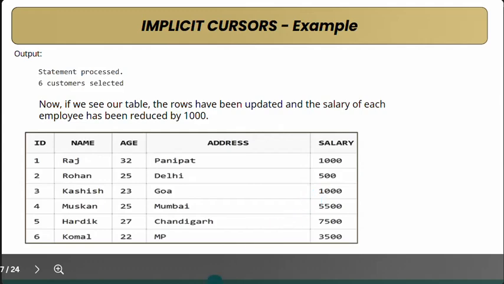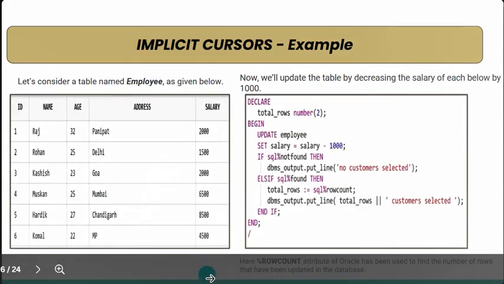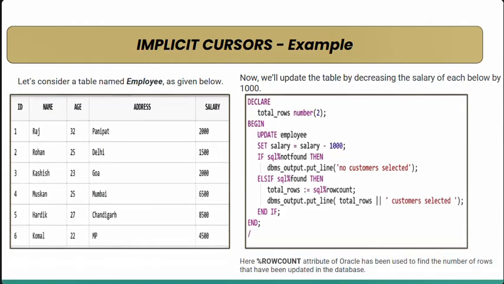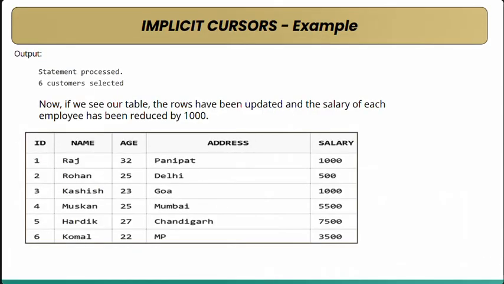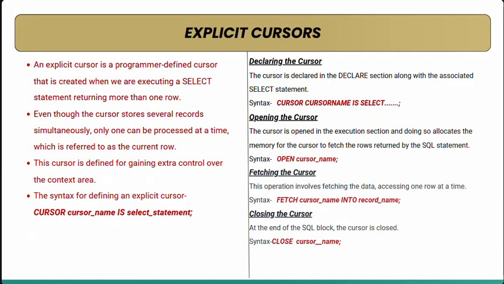You can compare the previous output and the output after executing the implicit cursor. Now we move on to the next concept, explicit cursor. The explicit cursors are defined by the programmers. We have to follow a certain syntax to define the explicit cursor.